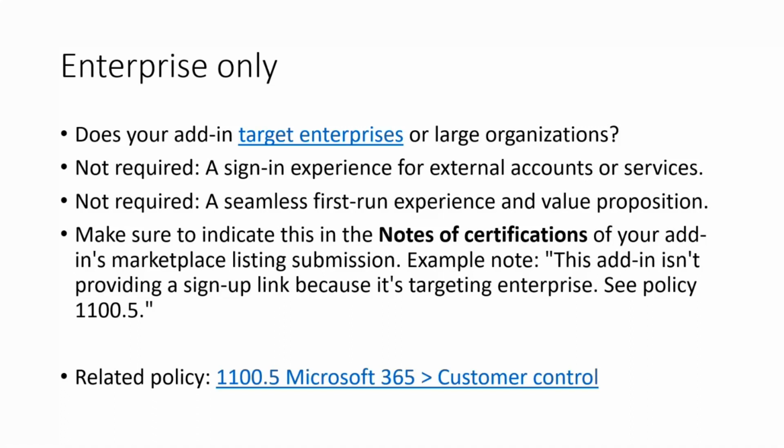The seamless first run experience and the value proposition, because in that case, you need to provide some information so that the person can contact you if they're interested in learning more about what your add-in provides. In the notes of certification, you can say something like this: the add-in isn't providing a sign-up link because it's targeting enterprise, and this is a policy that refers to. So you can totally do that or something similar. So if it's not providing a sign-in experience, then you could say some version of that text in your description.